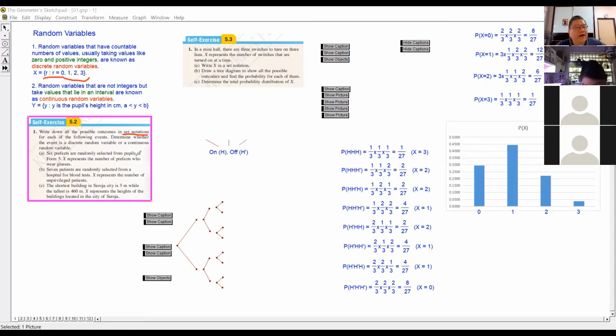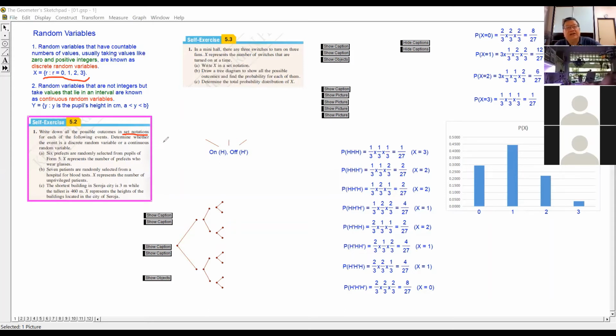Six prefects are chosen at random, right? So from the six prefects, how many of them wear glasses? The discrete random variable here is the number of people that wear glasses, but this group of people are prefects. So how many wear glasses? X represents the number of people who wear glasses. What can this X be?